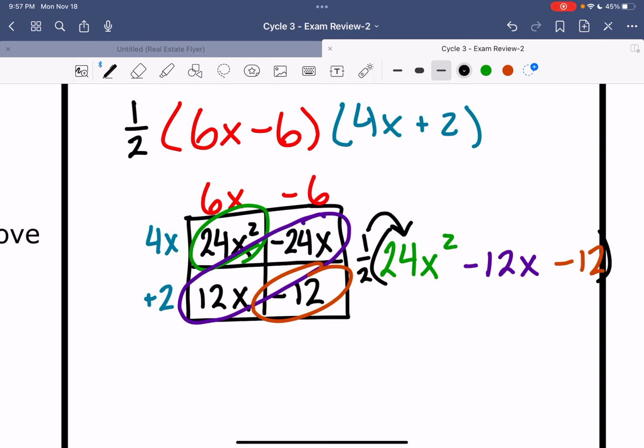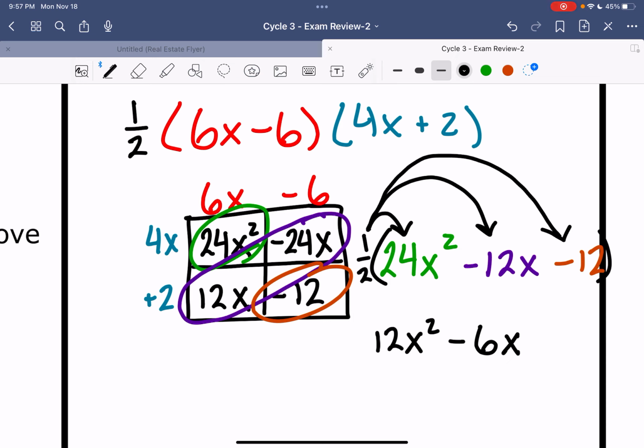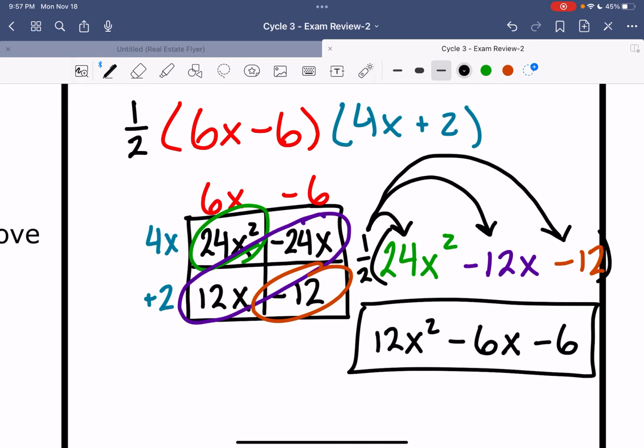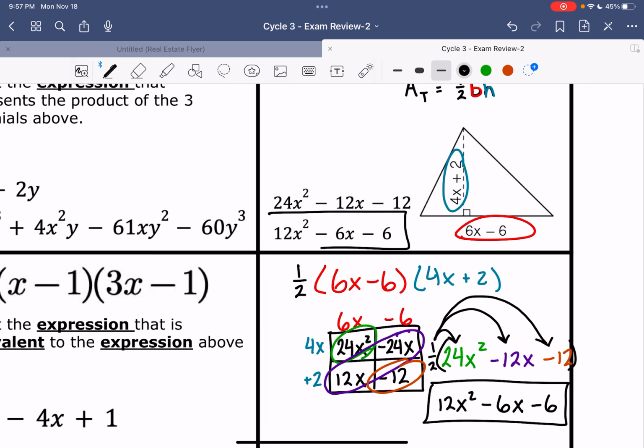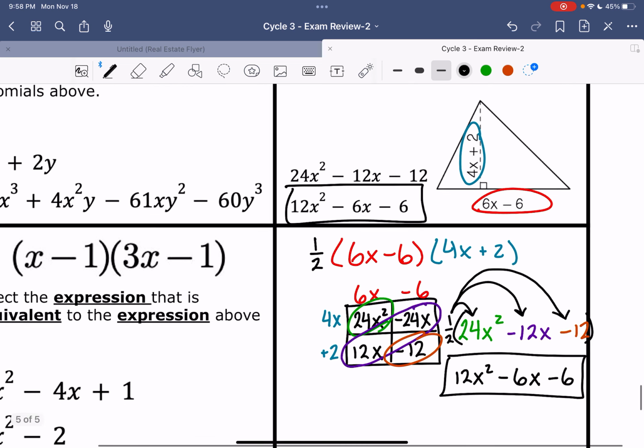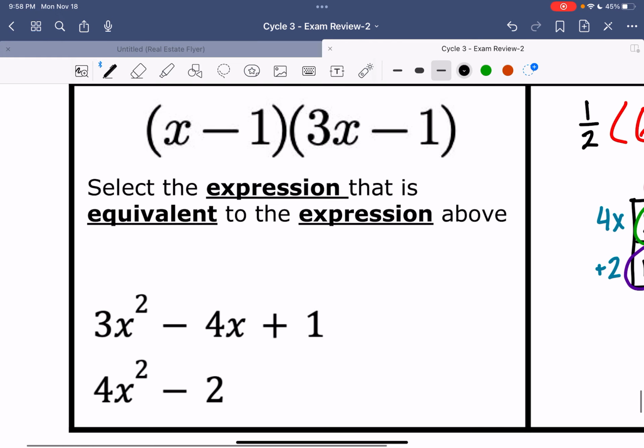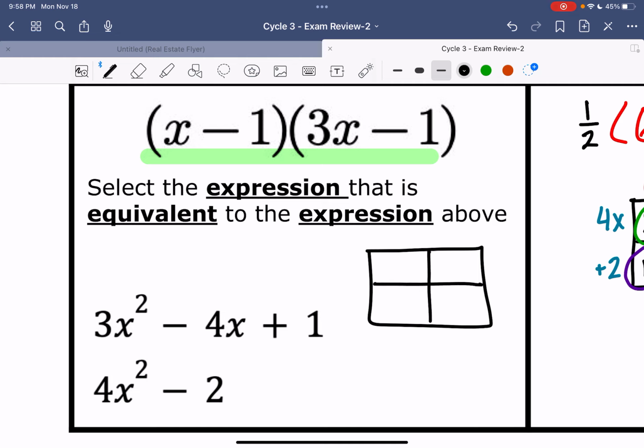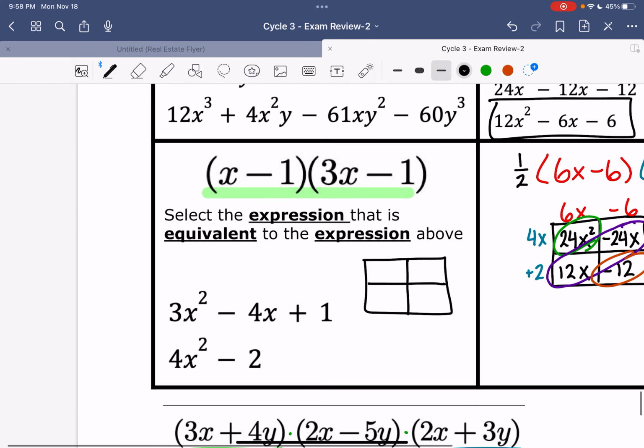Multiplying 1/2 times 24 will give me 12x squared. 1/2 times negative 12 will give me negative 6x. And 1/2 times negative 12 will give me negative 6. All right, and that is my final answer right there. Again, I urge you to go look at the Desmos video to help out with these questions. I leave one for you to try on your own right here using the box method. Or go check the Desmos video. It would be really helpful.